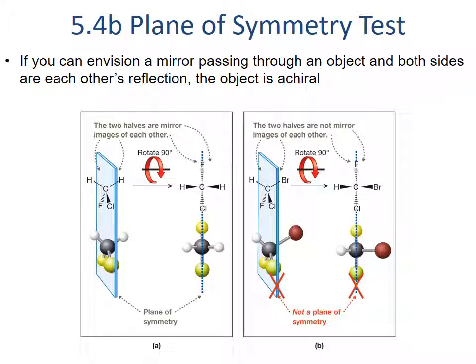A plane of symmetry can also be a quick way to recognize chirality or symmetry in an object. If a mirror plane can pass through the object and leave the two sides as reflections of each other, the molecule is symmetric and therefore not chiral. If this is not possible, then the molecules are chiral.